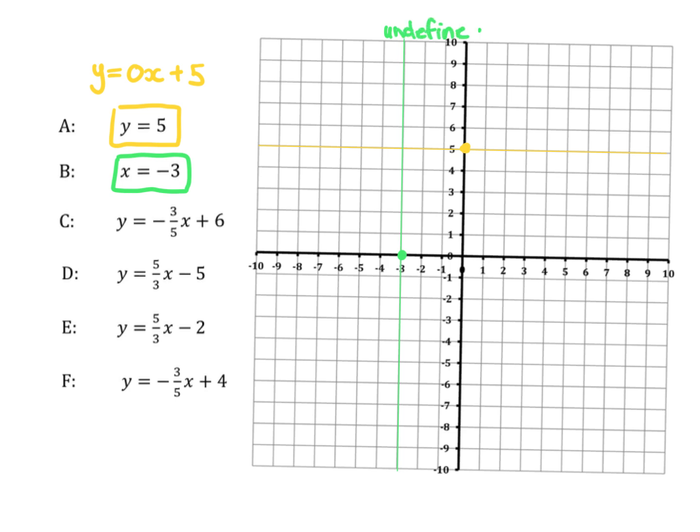Undefined. You will do more of this in grade 10, where we consider what a function is and what is not a function. But for now, just know that this is undefined. So the gradient is undefined, where in the yellow line, this gradient was equal to 0.